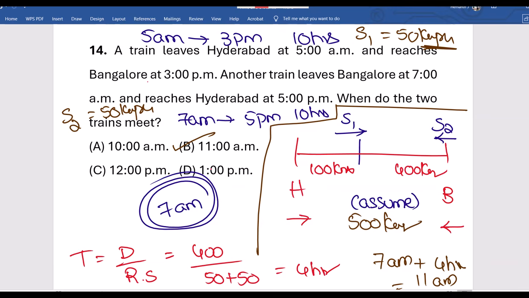Maybe they'll ask the question, at what distance from Bangalore do both trains meet? From Bangalore, which train is coming? The second train. The second train started at 7, and the trains met at 11. So 4 hours only. 4 into 50 is 200 kilometers. So some questions they are asking distance, some questions they'll ask what time. Right? So let's see the next question here.